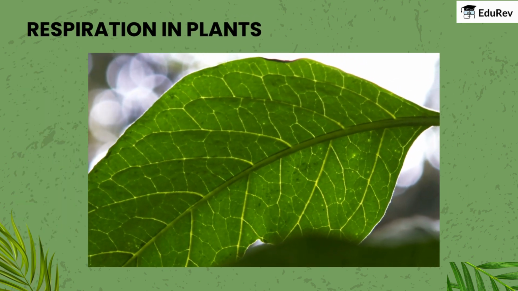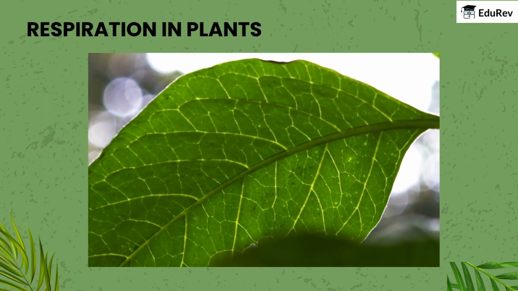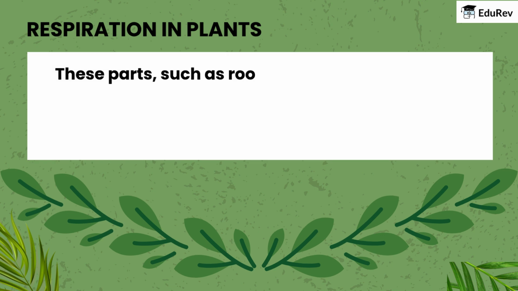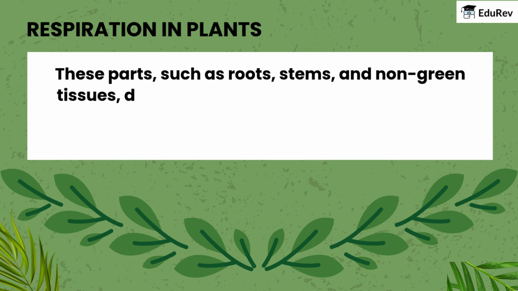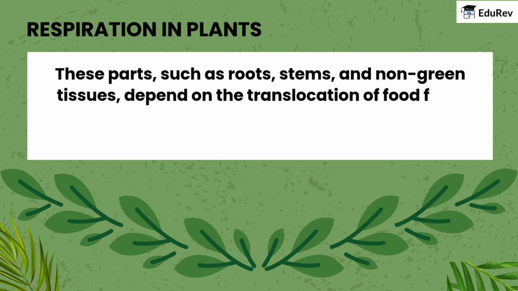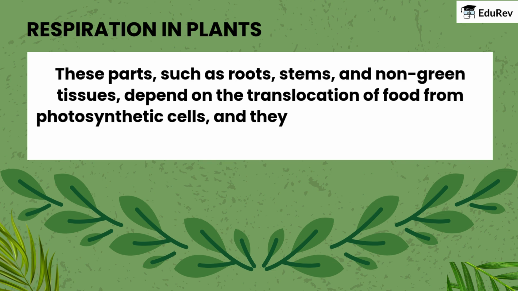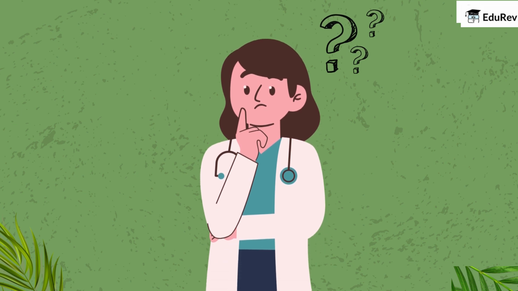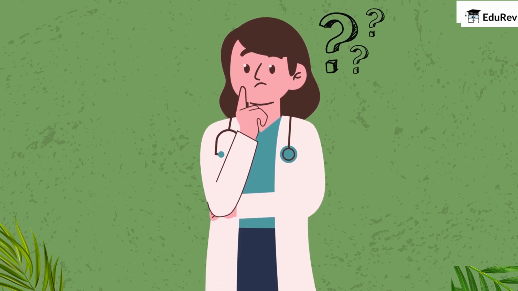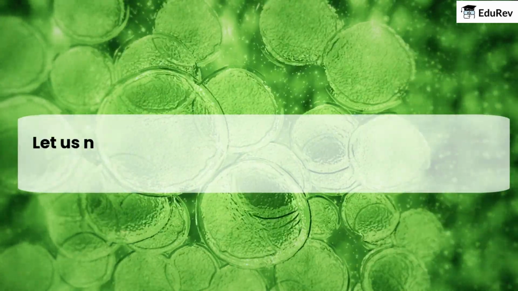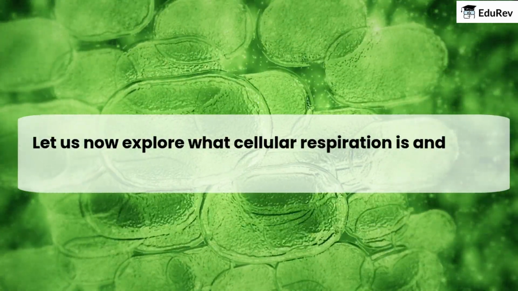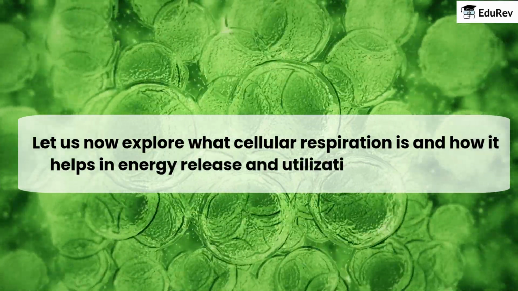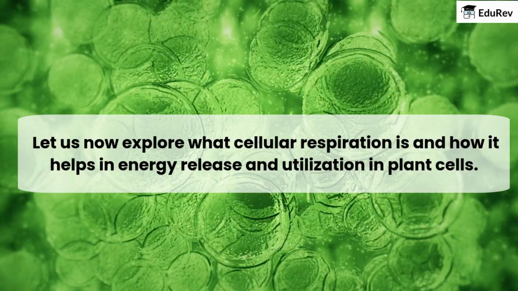So, what about non-photosynthetic parts of the plant? These parts, such as roots, stems, and non-green tissues, depend on the translocation of food from photosynthetic cells, and they extract energy through a process called cellular respiration. However, the real question is, how is this energy extracted and utilized by the cell? Let us now explore what cellular respiration is and how it helps in energy release and utilization in plant cells.